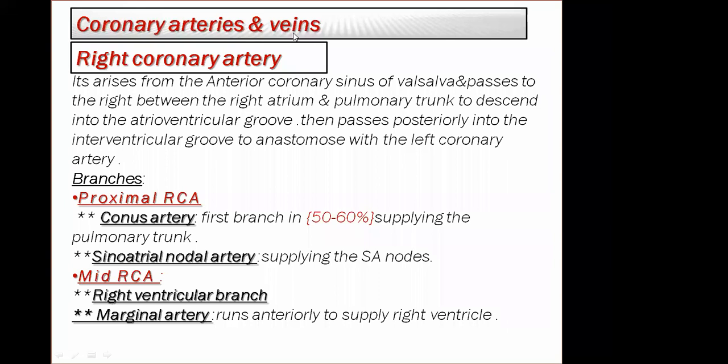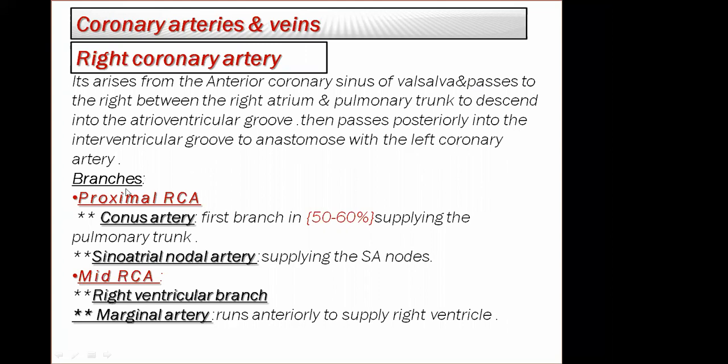Coronary arteries and veins. Right coronary artery. It arises from the anterior coronary sinus of Valsalva and passes to the right between the right atrium and pulmonary trunk to descend into the atrioventricular groove. Then it passes posteriorly into the interventricular groove to anastomose with the left coronary artery.